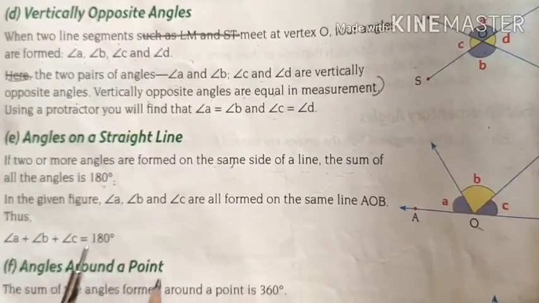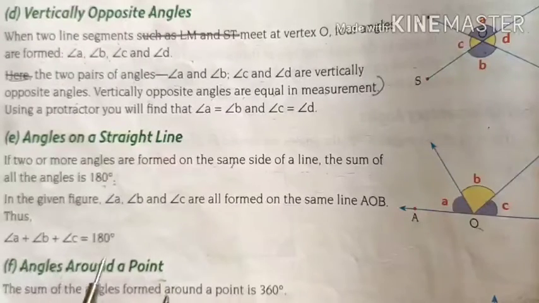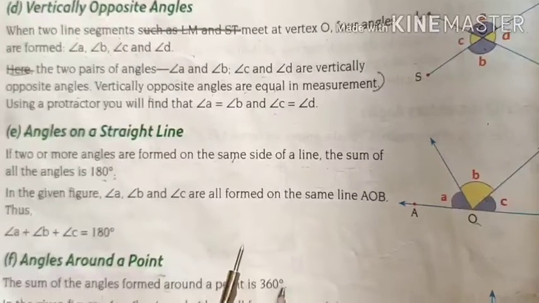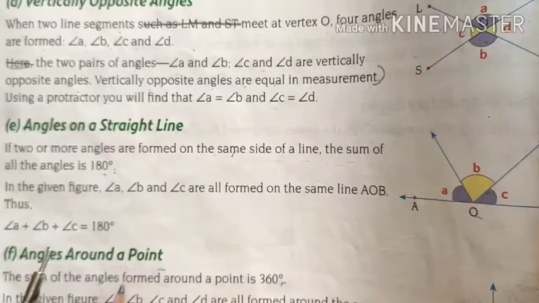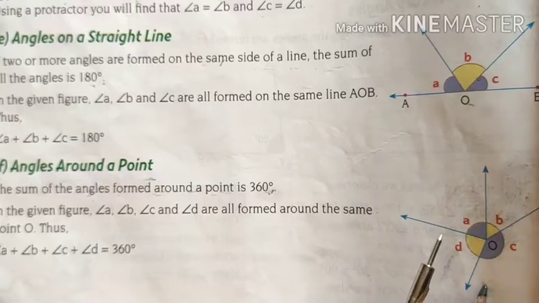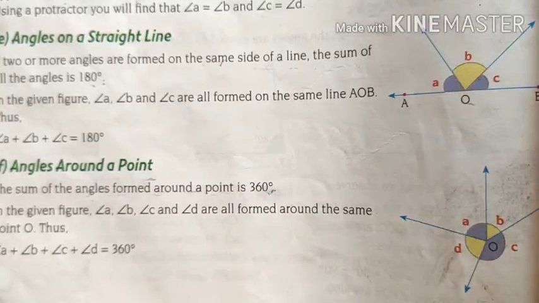Then angles around a point. The sum of the angles formed around a point is 360 degree. Only one line. The sum of the angles formed around a point is 360 degree. And then here one diagram is given. We will draw this ray diagram.